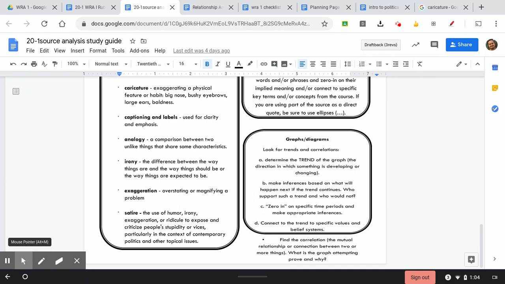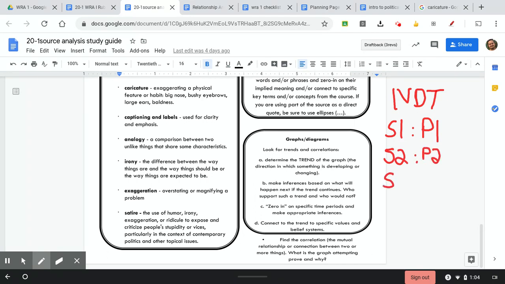So that's the first section of a WRA I. That is the source analysis. So you are doing the IVDT method for each source. So source 1, paragraph 1. Source 2, paragraph 2. Source 3, paragraph 3. So you're doing IVDT for each one of these.